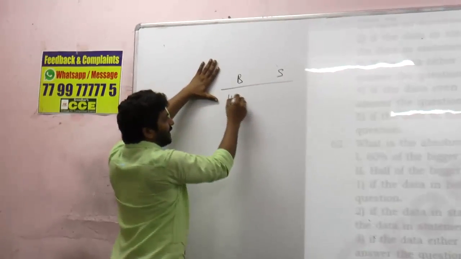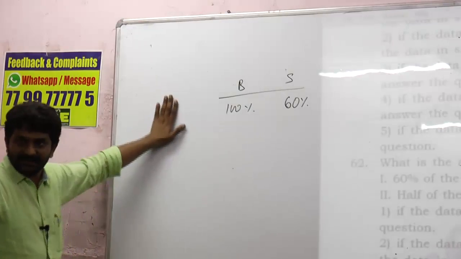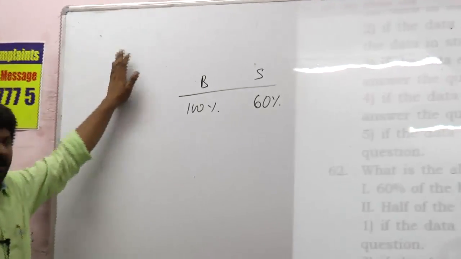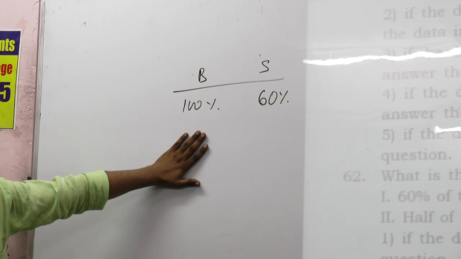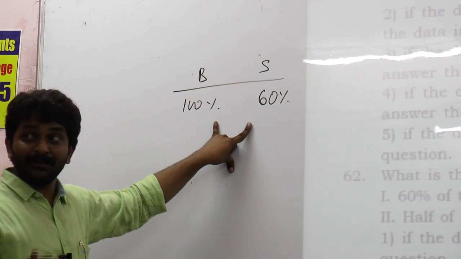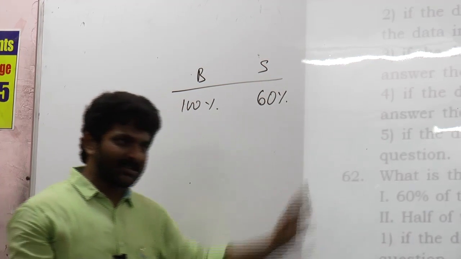Let's say I have the bigger number and then the smaller number. Let me treat the bigger as 100% and this becomes 60%. That is the first condition: 60% of the bigger number is equal to the smaller number. Will you be able to get the absolute difference between the numbers? Absolute difference in the sense not in terms of percentage but in terms of number. Will you get a number from this? No. 1 alone is not sufficient.